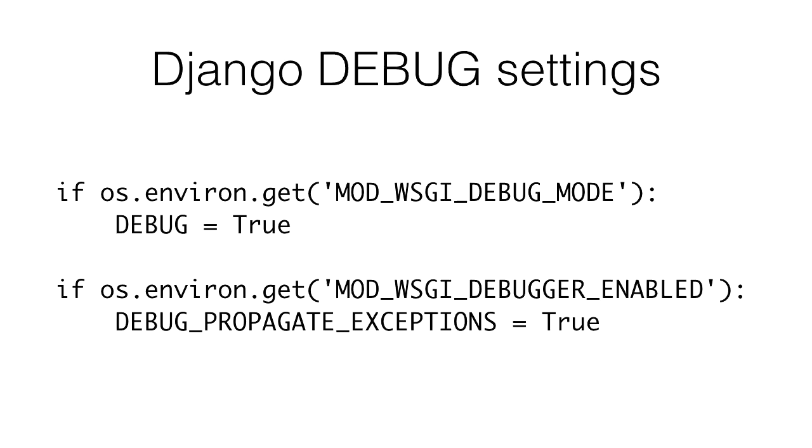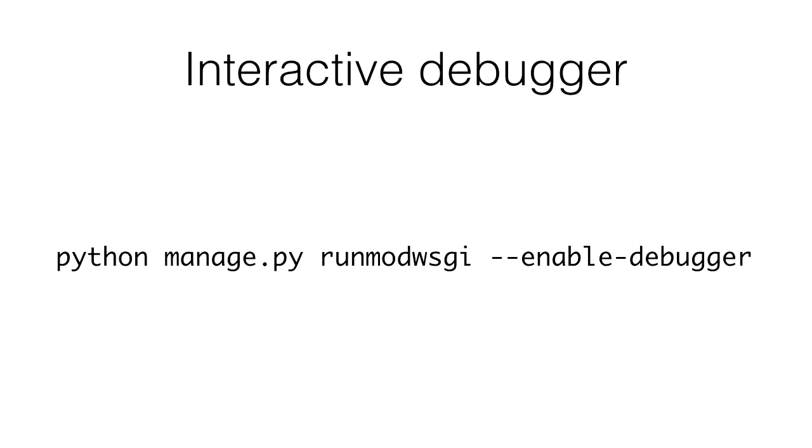Now, what do I mean here by debugger? Well, I can do this. I can run that and say --enable-debugger. If I now have an exception in one of my request handlers in Django, it'll propagate up, be caught, and immediately fire you into a Python debugger, PDB, and you can debug it if need be.